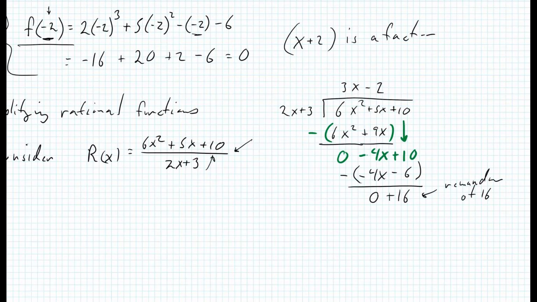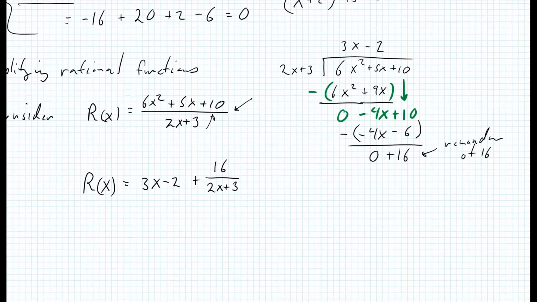So in other words, if you remember how fractions can be rewritten, this will end up being 3x minus 2 plus 16 over 2x plus 3. If I had to put this over a common denominator, I'd multiply by 2x plus 3, and I'd get the right polynomial on top.